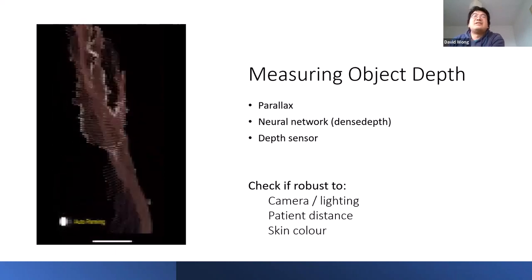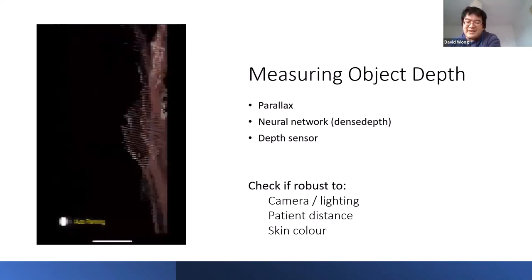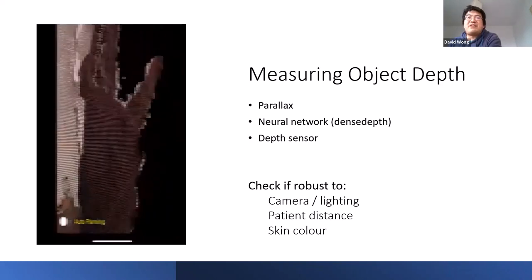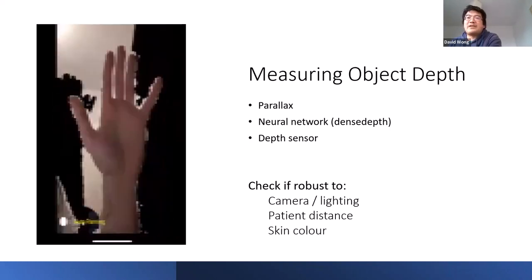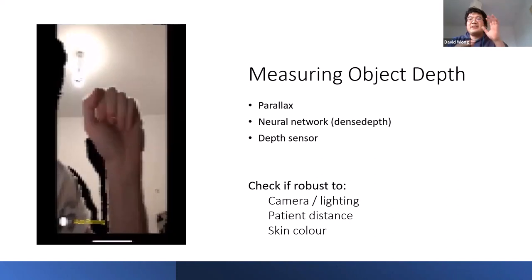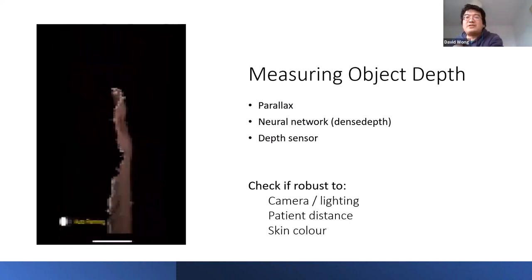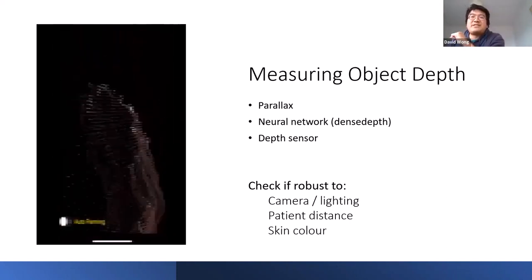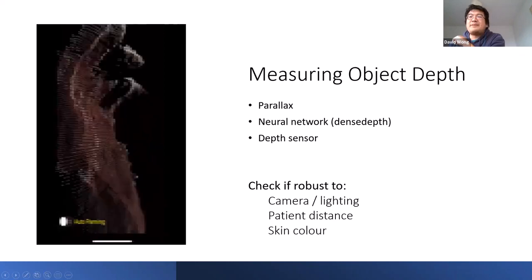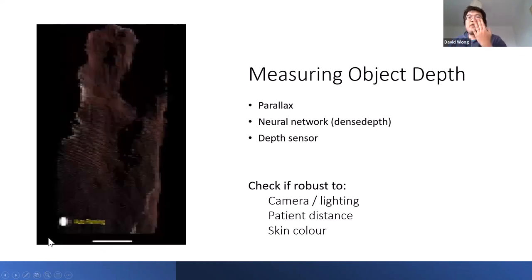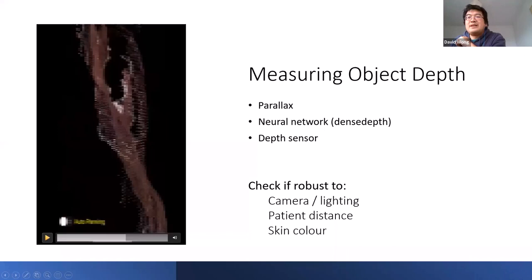And so as you can hopefully see, that depth sensor manages to differentiate between the arm and the background. And you can even see the depth detail on individual fingers. And that depth sensor is accurate mainly because it's used for facial recognition for screen unlocking. It's not necessarily practical because it's only on the front-facing camera for most iPhones.